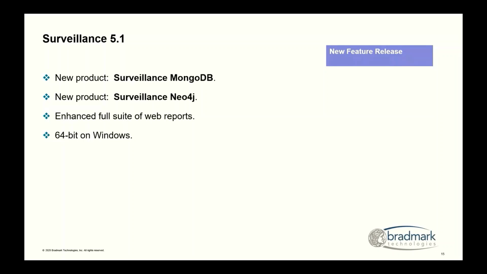Now, in Surveillance 5.1, as we've seen before, we introduced several new products. MongoDB is one area, Neo4j is another area. We've enhanced the set of web reports, and we'll see more of that a little later. And we've done 64-bit on Windows, as well as a lot of other, more minor enhancements to the product, just to make it easier to use, provide more out of the box, and really make it a more complete experience for monitoring these types of databases.